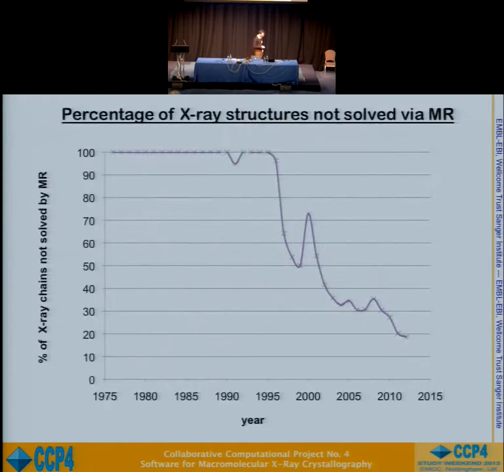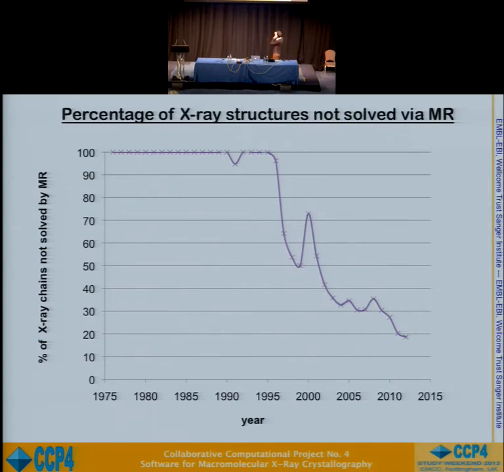One thing I want to show you is the fraction. This is similar to what Marco presented before, but it's broken up into years. It's the percentage of X-ray structures that are not solved via molecular replacement. Initially, of course, 100% of the structures were done not by molecular replacement, and then over the years this percentage decreased. I don't know what this peak is about. I checked; it's what is in the PDB. Maybe you have an idea.